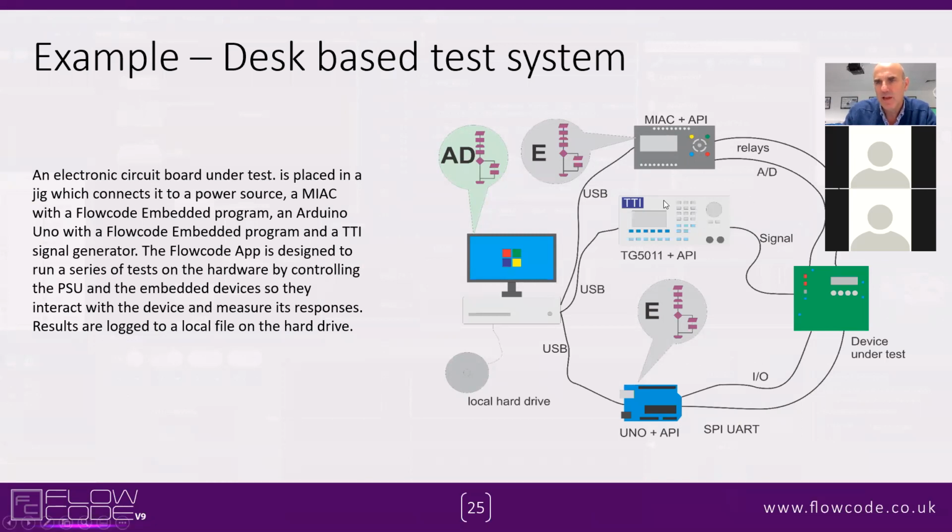So in this example, here's a signal generator. Here's a MIAC with some relays, which is switching some kind of signals onto a circuit board. And the readings from the circuit board, or the signal lines from the circuit board, are going into an Arduino Uno, and again back into the computer using USB. And Flowcode Embedded has the programs for the Uno and the MIAC, and Flowcode App Developer has the program for the Windows PC.